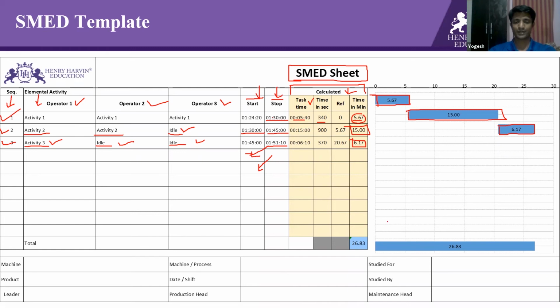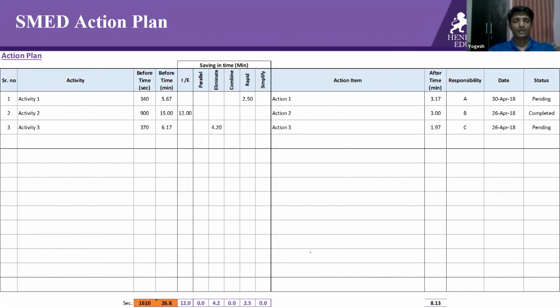Very easy, interesting, right? I hope you are enjoying, guys. There is some extra information that you can fill in: your machine name, product name, who is the leader, who is the production head, what is the date, shift, maintenance head. All of that you can write down here just for the record of the project, right? And then the last step is to come up with the action plan.